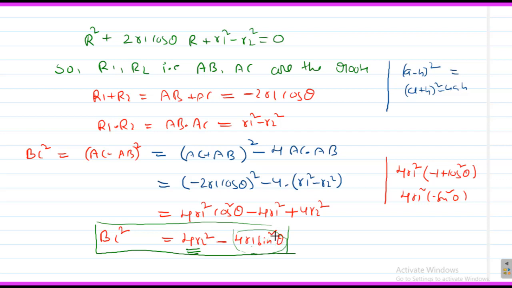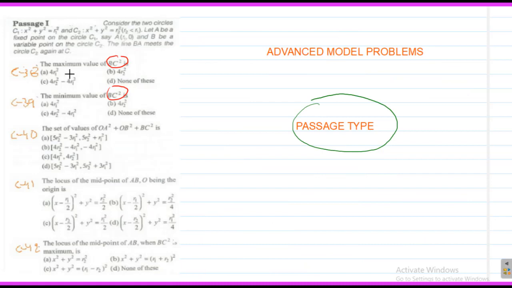Theta is varying. The least value of sin square theta is 0 only, because you know that sin square theta belongs to the closed interval 0 to 1. So the least value of sin square theta is 0. So when sin square theta equals 0, BC square becomes maximum. 4 r2 square minus the least gives the maximum. Therefore the maximum value of BC square is 4 r2 square, for sin theta equal to 0. So I can say C38 is completed. So I want to check, C38: 4 r2 square.